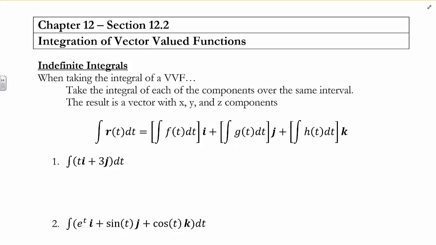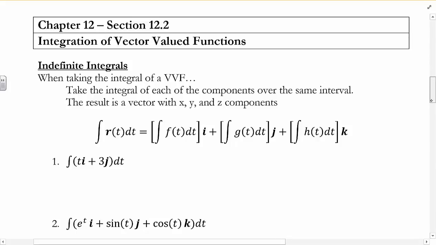So indefinite integrals, when you're taking the integral of a vector valued function, you take the integral of each of the components over the same interval. The result is a vector with x, y, and z components. AKA, if you integrate r of t, it's like you're separately integrating f, g, and h, the 3 components that make up r. So what does that look like?